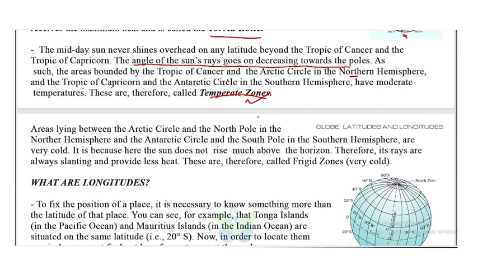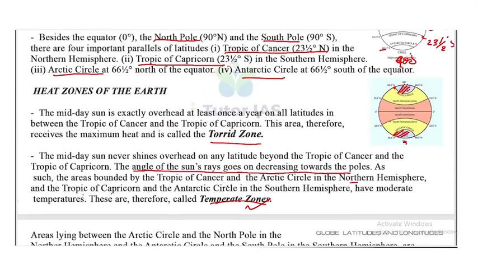It's because here the sun does not rise much above the horizon. Therefore, its rays are always slanting and provide less heat. Therefore, these are called frigid zones. So this portion is called a frigid zone. Okay.